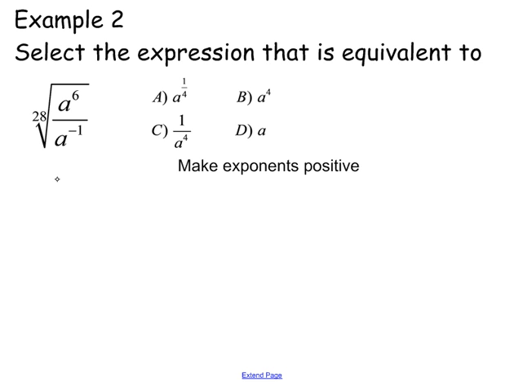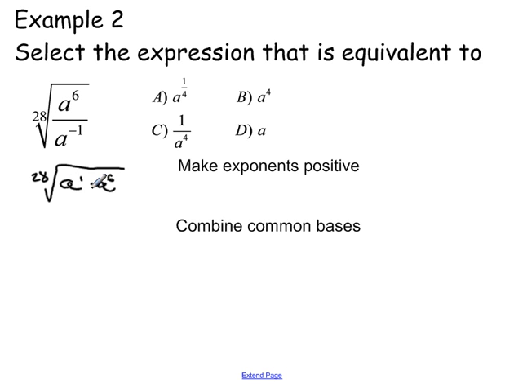And that's what we learned in our first video, right? When we were looking at the exponent rules. So I'm going to get the 28th root of a to the 1 times a to the 6th. So now all my exponents are positive. The next thing you want to do is combine the common bases. So a to the 1 times a to the 6th is what? Is a to the 7th. So I get the 28th root of a to the 7th.